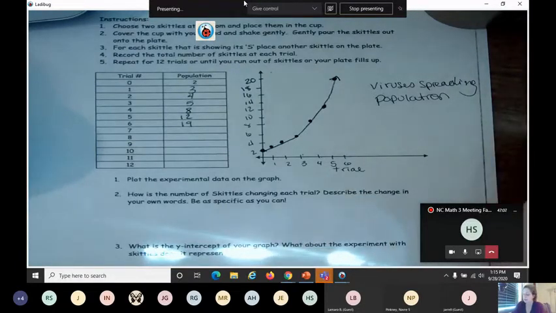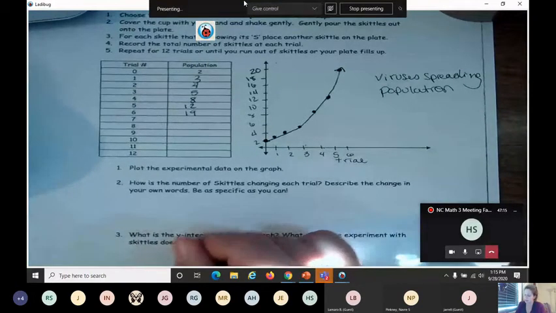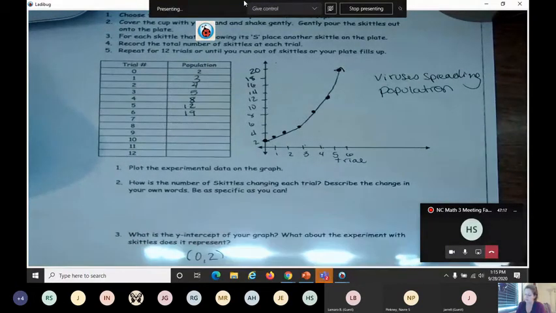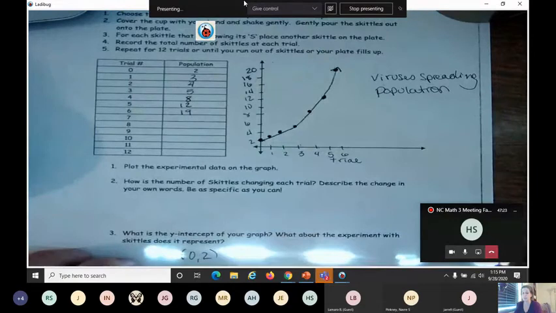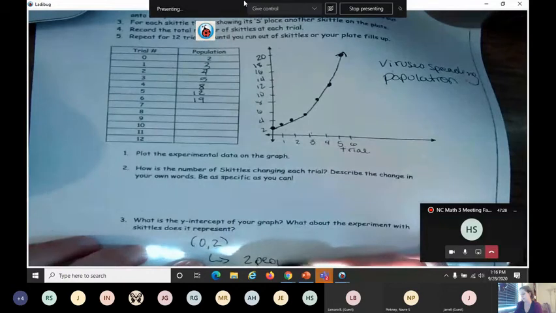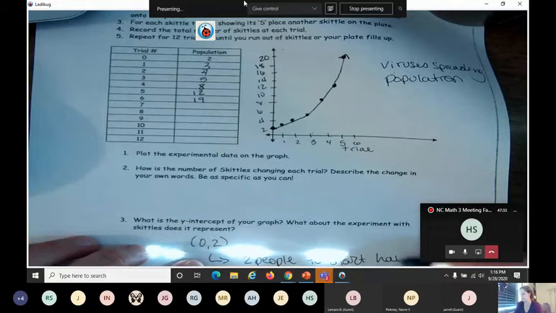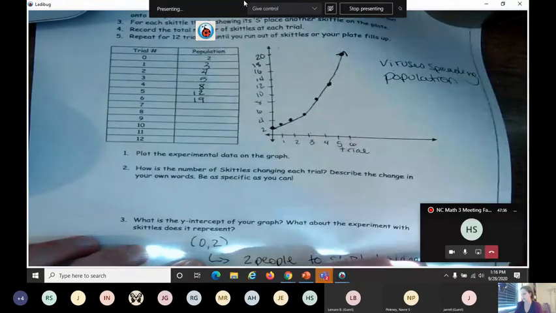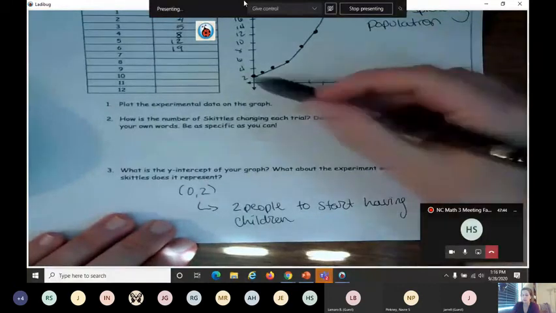Okay, let's see, so we kind of discussed the change. Our y-intercept was at 0,2. And what about the experiment with Skittles does it represent? We could say that since this one specifically was on population growth, we need 2 people to start having children. Okay, so for population growth, you have to start at 2. At least 2 people have to be there, and then it can go up from there.